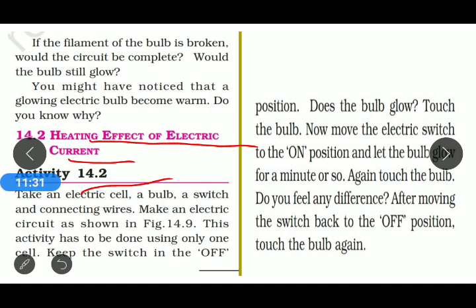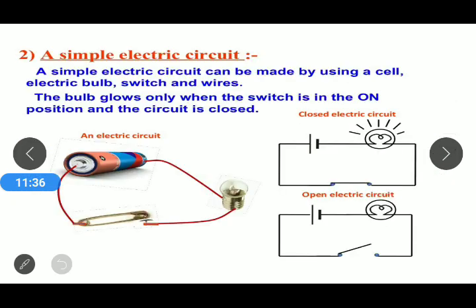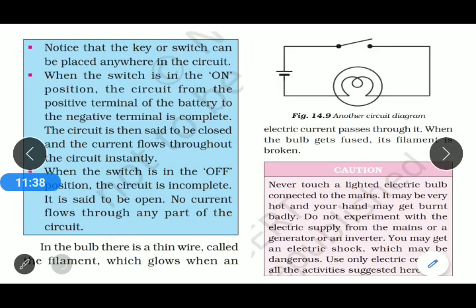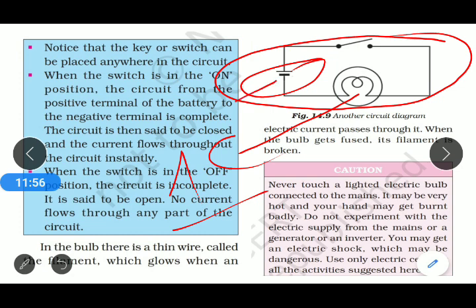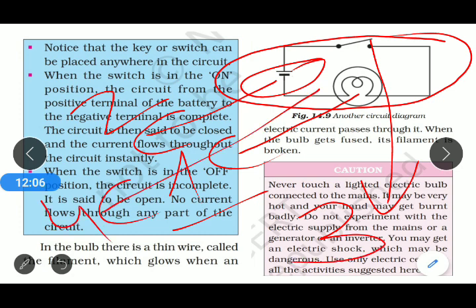To understand better, we will utilize the previous activity's circuit diagram. The previous activity's circuit diagram is the one shown in Figure 14.9. In that circuit, to perform the activity, what materials do we require? We require an electrical bulb, that is number 1. Second, we require an electrical cell, that is number 2. We require the electrical switch, that is number 3. And number 4, the wires.